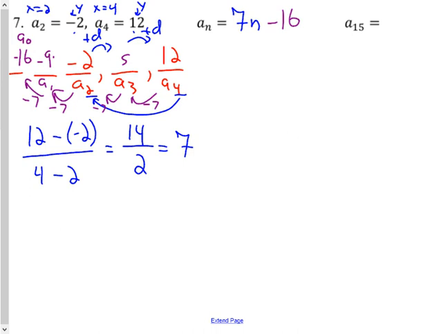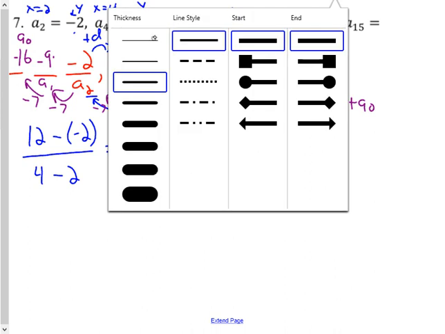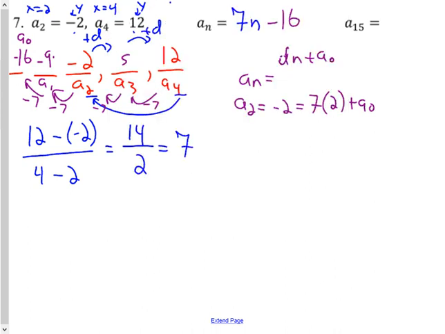That's one way. Another way is, right, we can use the a sub n equals dn plus a sub 0 formula. Okay? So what you're going to do is plug in what you know and then solve for a sub 0. So a sub 2 is -2 equals 7 times n is 2 plus that first term. Right? This is kind of like a y equals mx plus b way. This is 14, so we need to solve. So I'm going to subtract 14 from each side and get that -16 is that a sub 0 term.